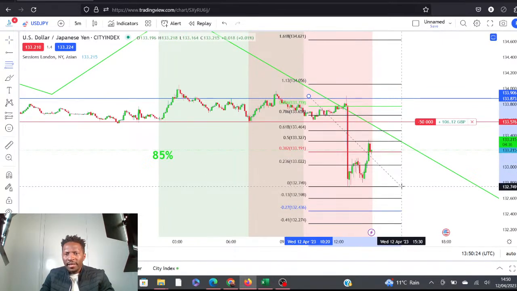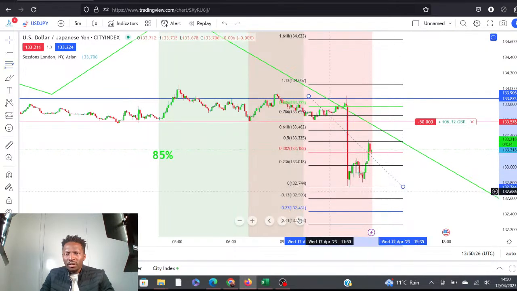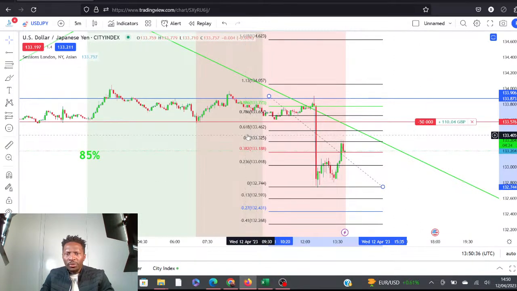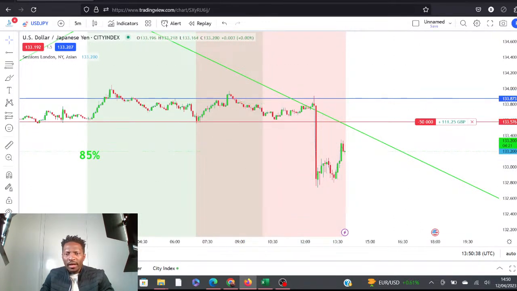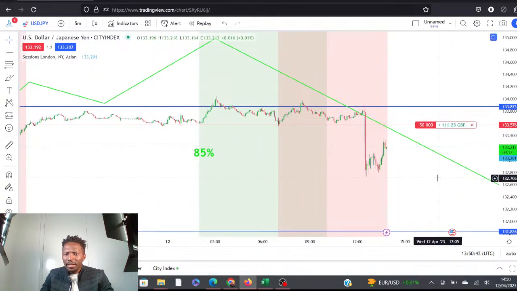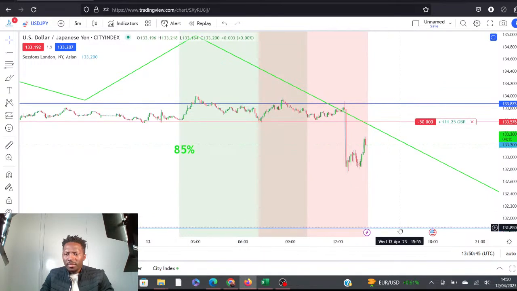We're getting exactly the 50% retracement on this one. It could go up to the 618, but at some point you expect this pullback to go down and make another low. Hopefully that will take me to where I would like to be exiting the market and taking my profit, which is going to be down here at around 131.80, 85.